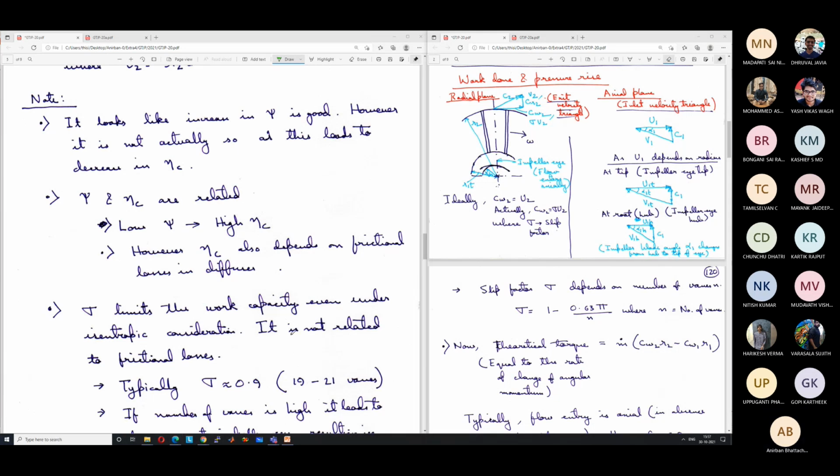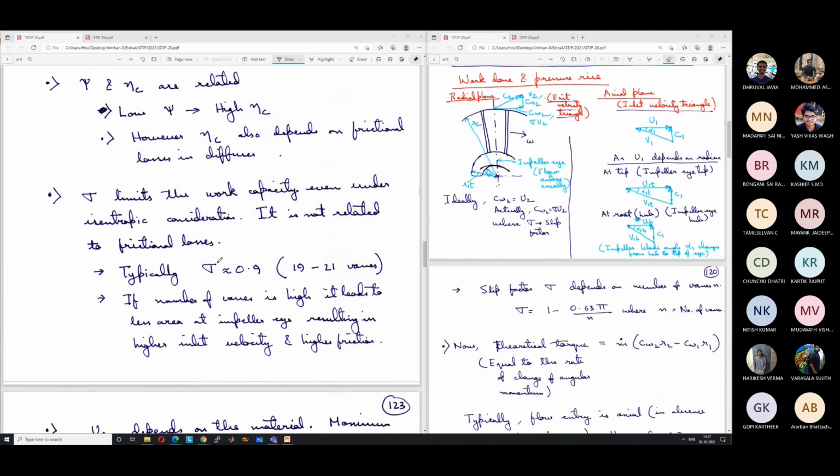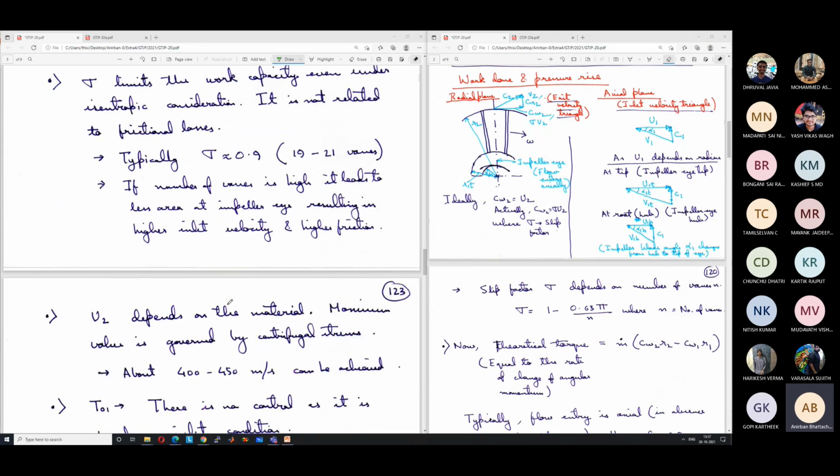Okay. So sigma, I was saying that even in isentropic condition, there will be the effect of slip. Typically the value is around 0.9, with 19 to 21 vanes. If the number of vanes is high, it leads to less area at the impeller eye, resulting in higher inlet velocity and higher friction.